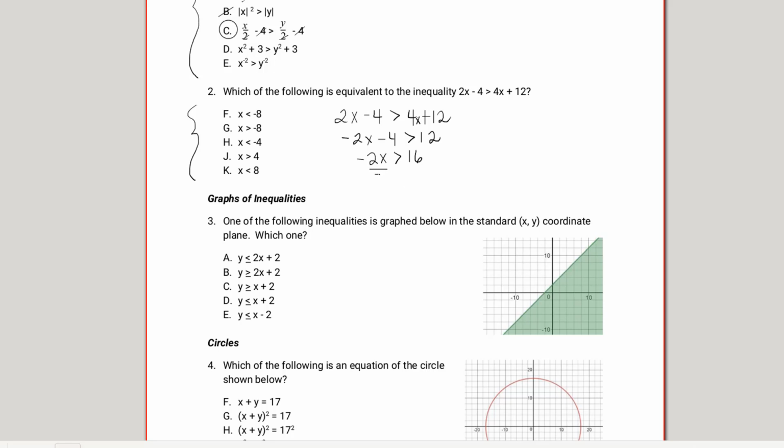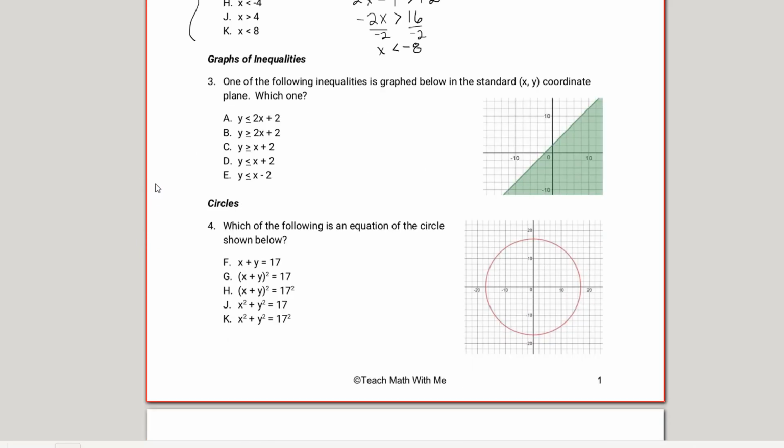We're going to divide through by negative 2. And remember, when we do that, we have to flip the sign because we're dividing through by a negative, and we get x is less than negative 8. And that is answer choice F.